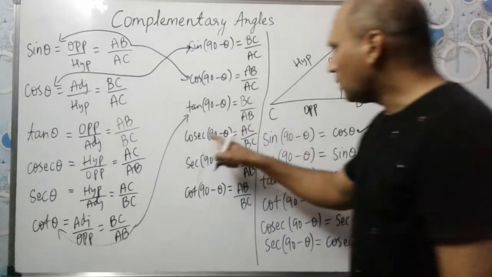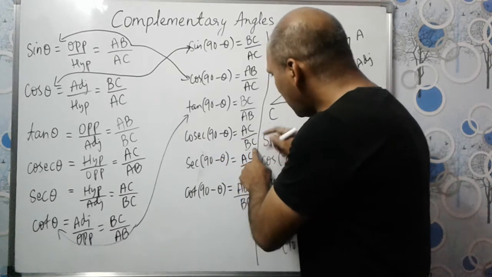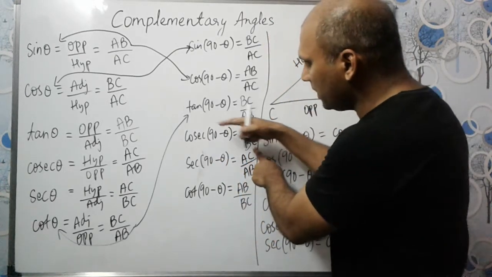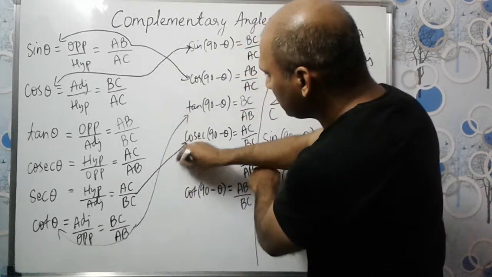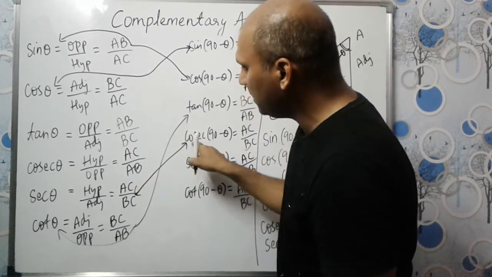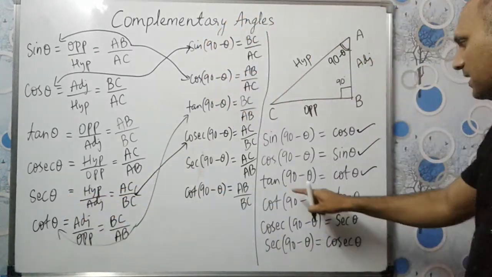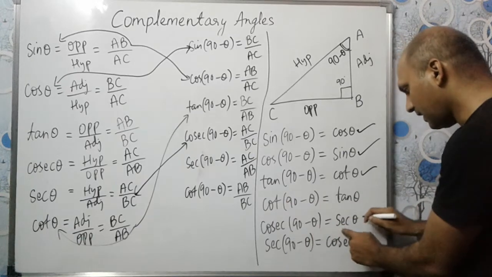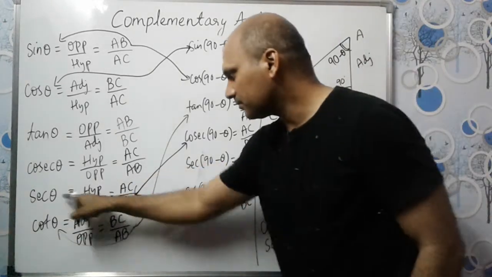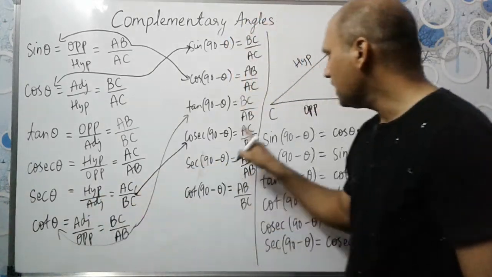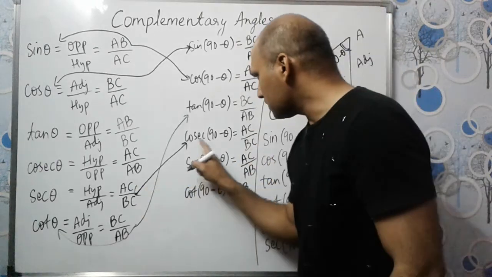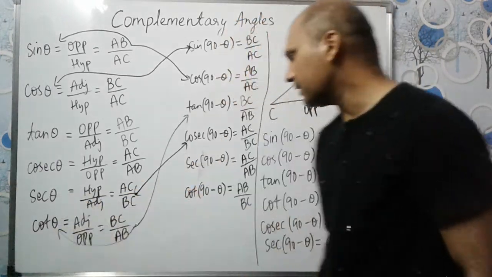Okay, cosecant 90 minus theta, AC by BC. Where is AC by BC? Here. This is secant, right? AC by BC. So cosecant 90 minus theta is same as secant theta.